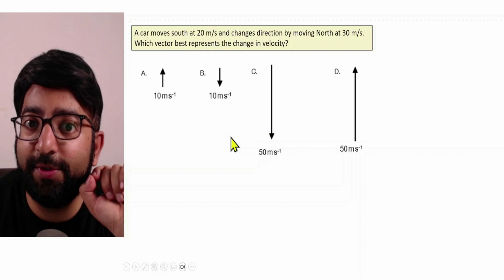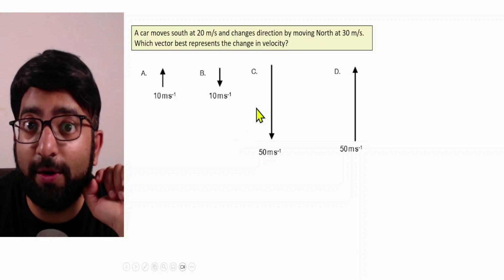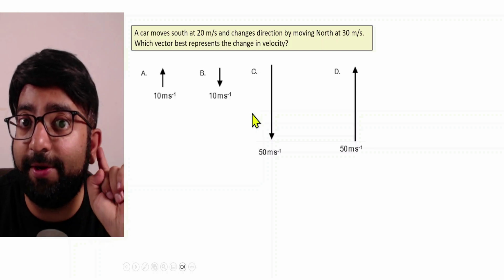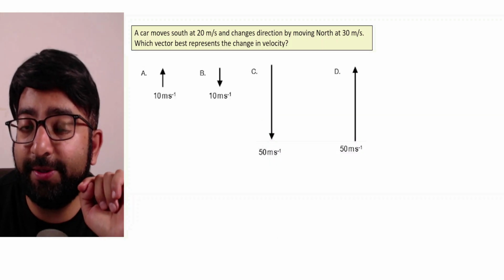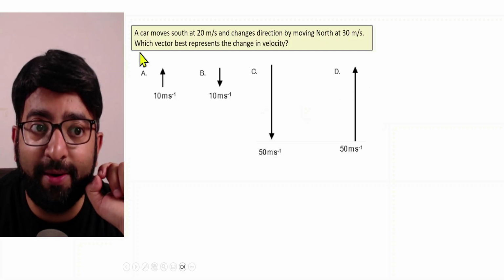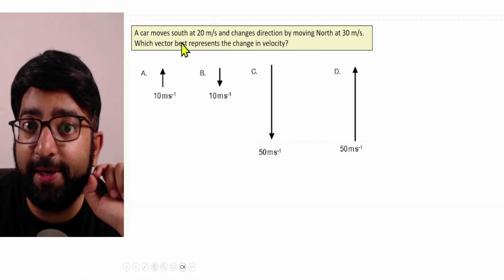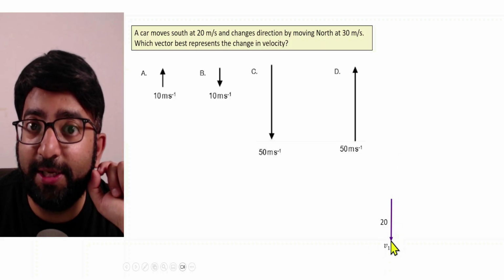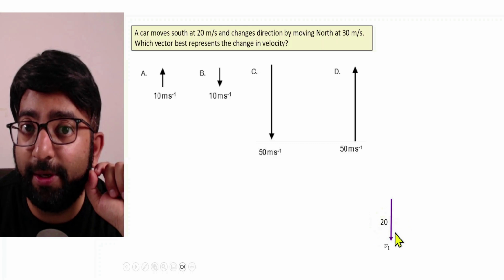The flaw in that approach is we are considering velocities and not speeds here. Velocity is a vector quantity, which means it has not only magnitude, but also direction. We are supposed to take care of the direction. Let me explain how we do that. The car is moving south at 20 meters per second. So over here, I have drawn a downward arrow, which is v1, whose magnitude is 20 meters per second.